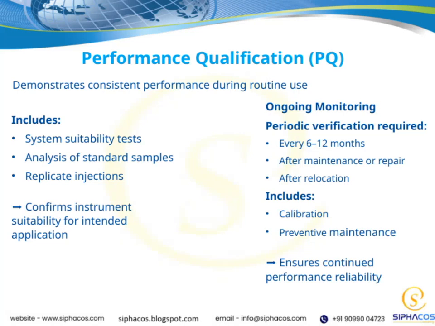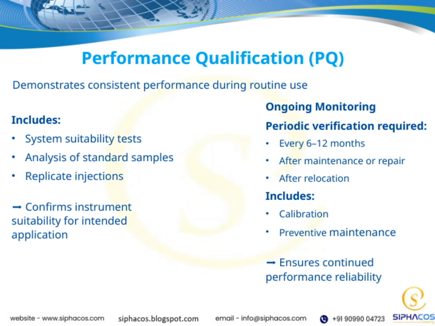Now, let's talk about ongoing monitoring. It's essential that we perform periodic verification to keep everything running smoothly. Typically, this should be done every 6 to 12 months, but also after maintenance or repairs, or if the equipment has been relocated. These checks include calibration and preventive maintenance, which help ensure our instruments stay accurate and reliable over time. This ongoing process is crucial because it guarantees continued performance reliability, meaning the equipment performs consistently during routine use.